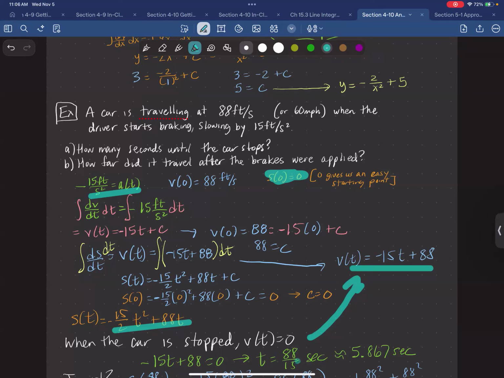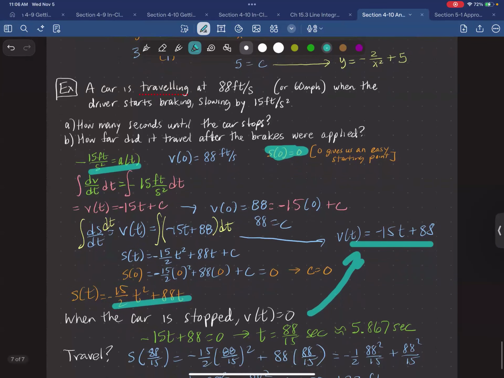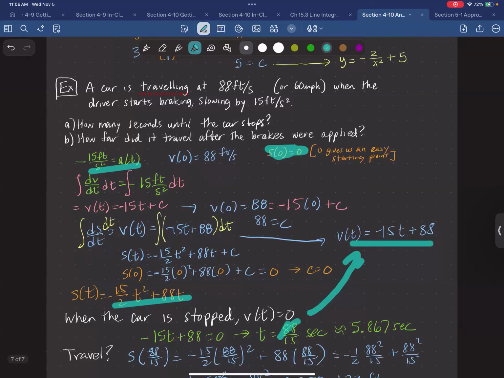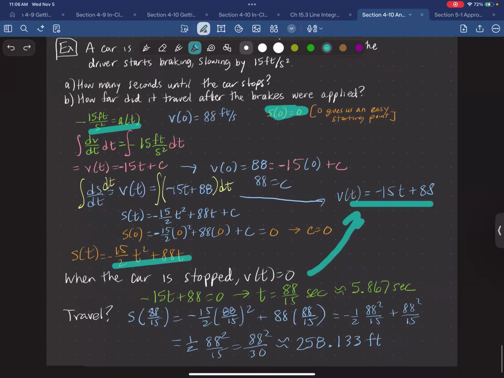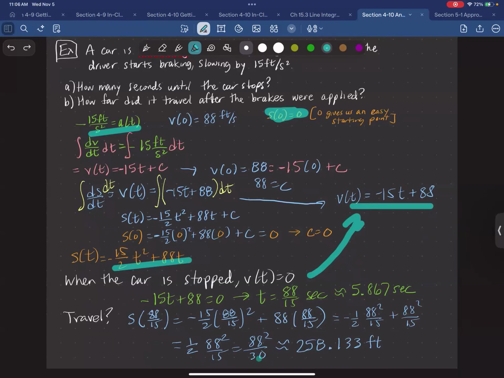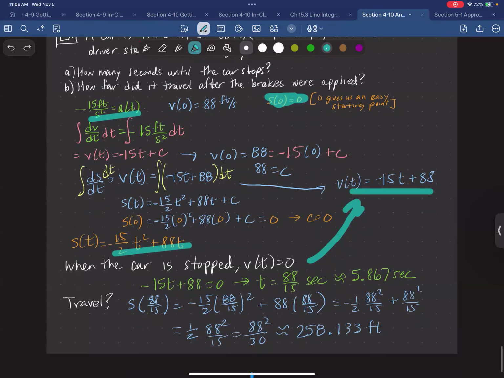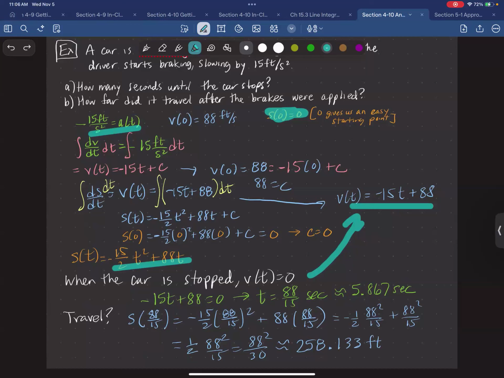I used 88 over 15 for my next step because when it finally gets to that velocity of 0, we can figure out how far it's traveled if we plug that into s of t. So I'm going to take that 88 over 15 and put it in here. When I actually did some multiplying out by hand, it gets down to 88 squared over 30. If you had jumped straight to doing this, you would have got 258.133 feet. So that's kind of how this works.